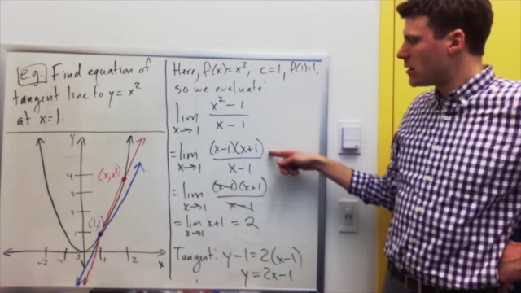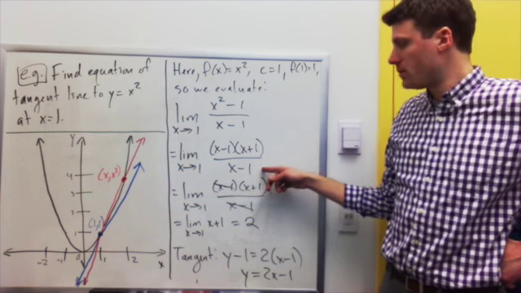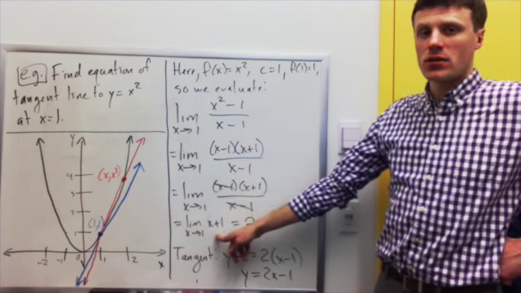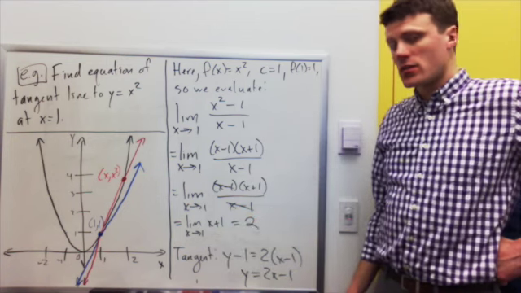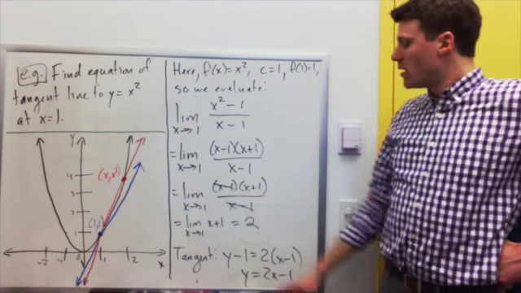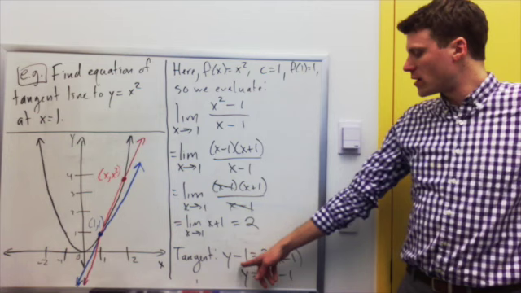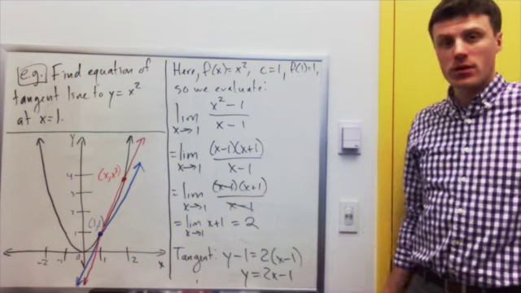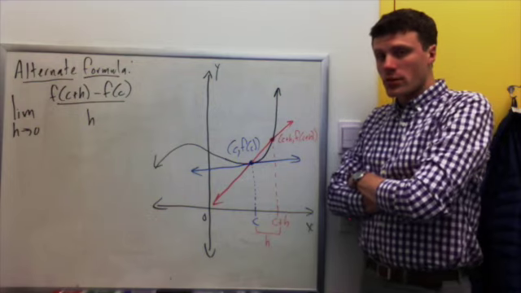So I factor the top into x minus 1 times x plus 1. The bottom is a linear polynomial, so I can't factor it. I get a common factor of x minus 1, which cancels out, which leaves me with the limit as x approaches 1 of x plus 1, which is equal to 2. We approximated it to be 2 before. Now we are literally evaluating this to be 2. Then we plug this into our, say, point-slope form, which gives us the equation y minus 1 is 2 times x minus 1. And if you want to, you can put that into slope-intercept form, which is y equal to 2x minus 1.